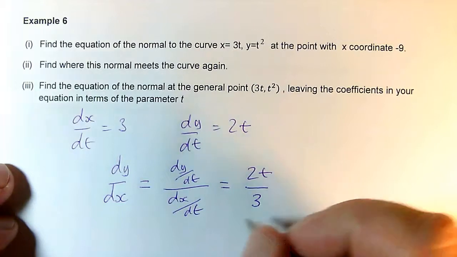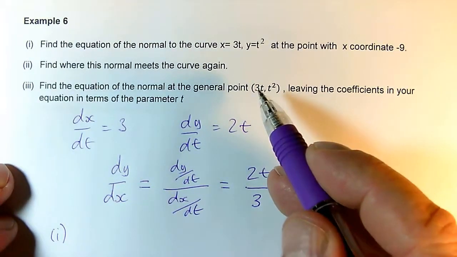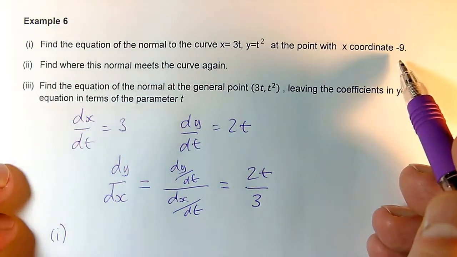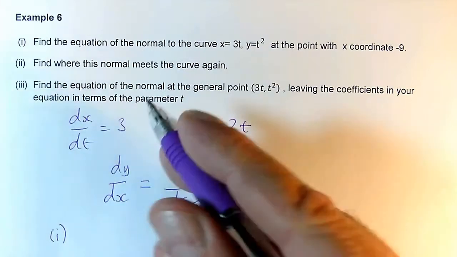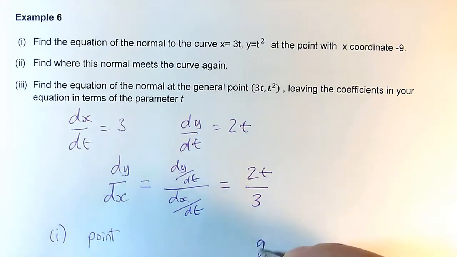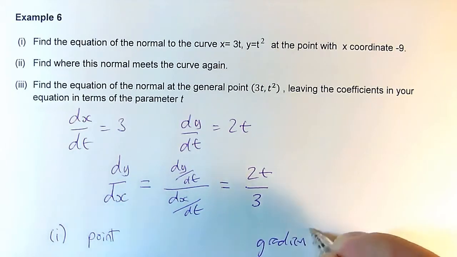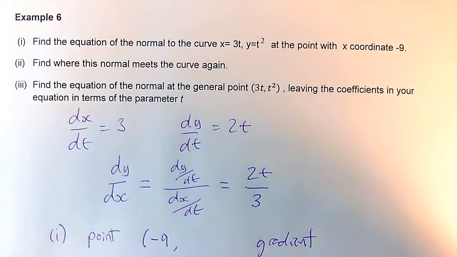Alright, now in part 1, we've got to find the equation of the normal at the point where the x-coordinate is -9. So I've got dy by dx, and the normal is a straight line, so I need a point and a gradient. Well, my point is going to be -9 for x, but I need to know what y is.